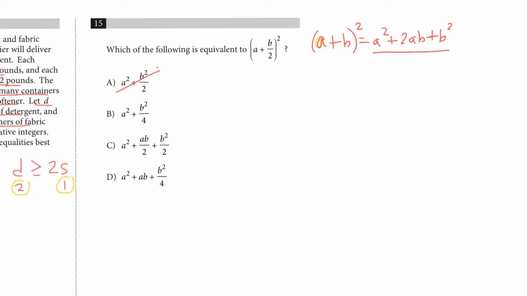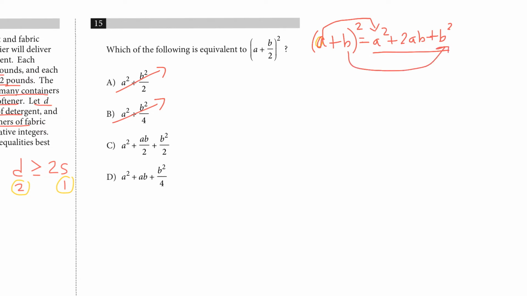So get that out of here. Get that out of here. We know it's either C or D. And I'm just going to show you a shortcut here, and then we'll do it the traditional way if you want. But the shortcut is, if I square the A, it gives me this part right here, A squared. And if I square the B, it gives me this part right here, B squared.